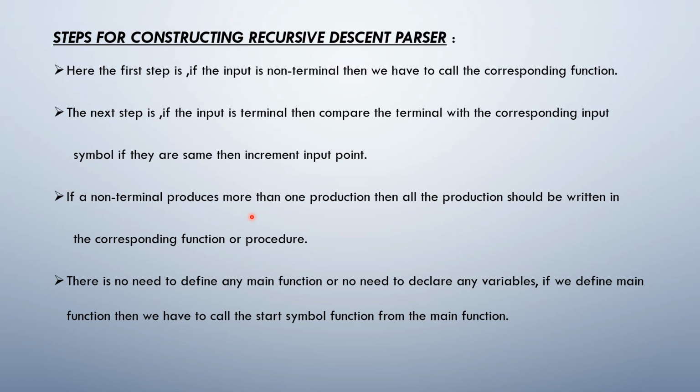The fourth step is there is no need to define any main function or declare any variable. If we define a main function, then we have to call the start symbol function from the main function. These are the main steps for constructing a recursive descent parser. We can understand more briefly when we see the example. In the next slide, we discuss an example of a recursive descent parser, how it works and how it operates.